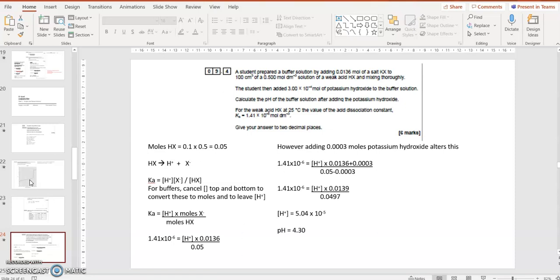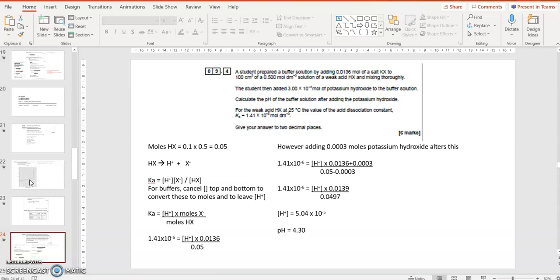Now, HX, this fictitious acid, will make H plus and X minus, so I've written an equilibrium expression: H plus concentration multiplied by X minus concentration divided by HX concentration. In the buffer, I cancel the brackets top and bottom and leave H plus concentration alone. So that's moles of X minus divided by moles of HX. How do I find out the amounts of those? Well, I've got the Ka, so I've plugged that in, 1.41 times 10 to the minus 6.